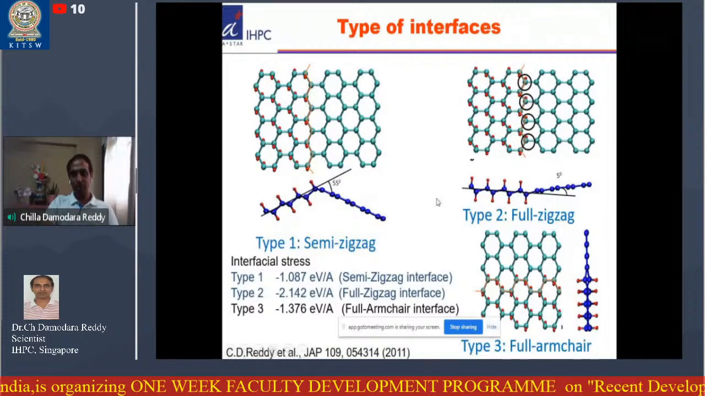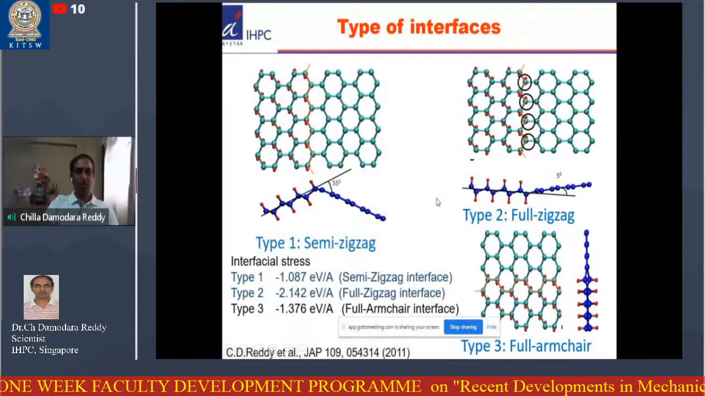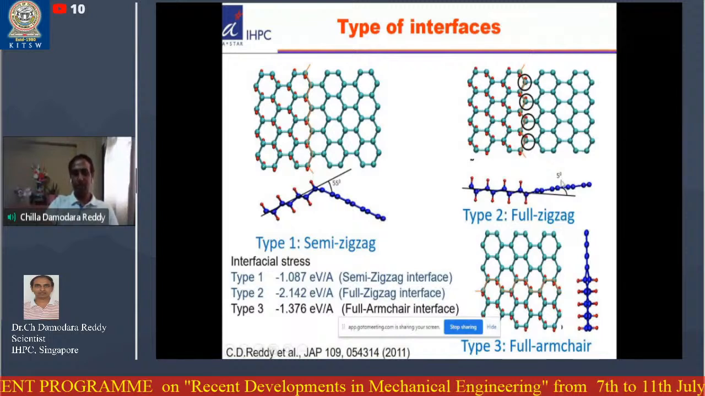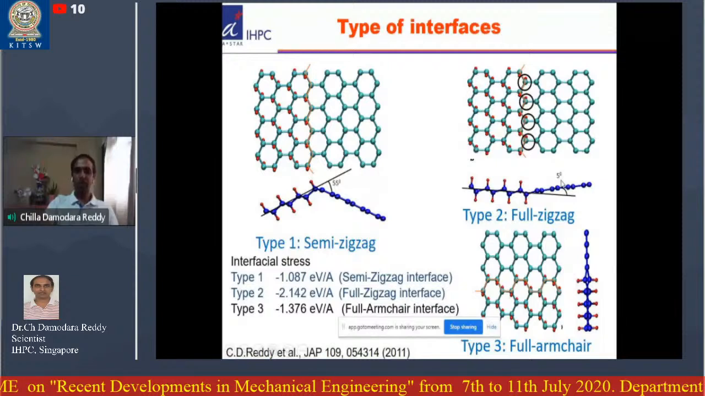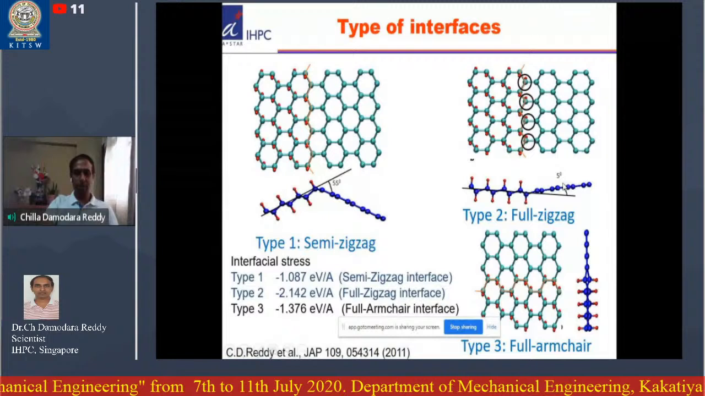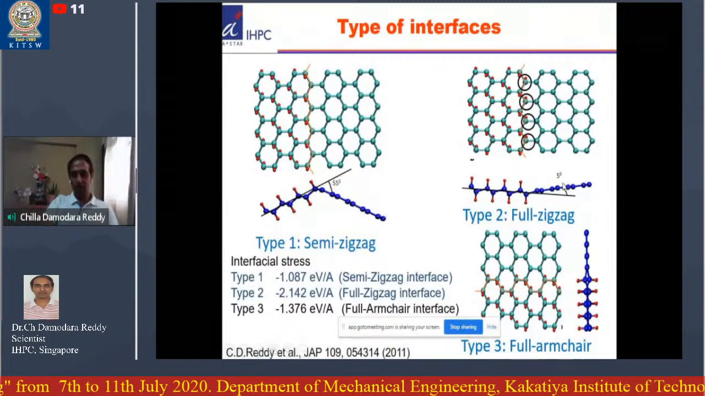And if you have the full zigzag edge with the hydrogen atoms, then we will have very little bending. Instead of the 55 degrees, we can reduce it to 5 degrees. But we have to carefully arrange these carbon atoms chemically.